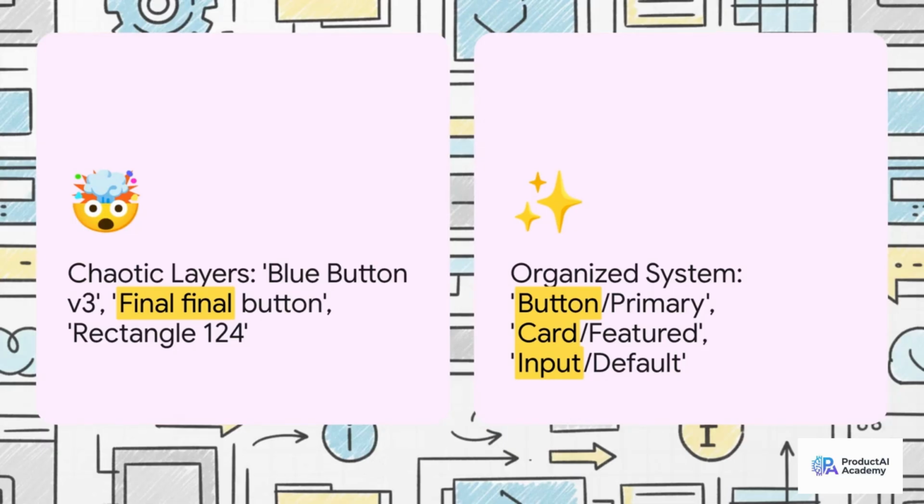Okay, just look at these two Figma files. On the left, you've got absolute chaos. Rectangle 124, blue button version 3, final button. We've all been there. But on the right, well, that's a system. Button slash primary, card slash featured. Now, be honest with yourself. Which one of these looks a little too much like your current project? That difference right there, that's the exact problem we're here to solve.